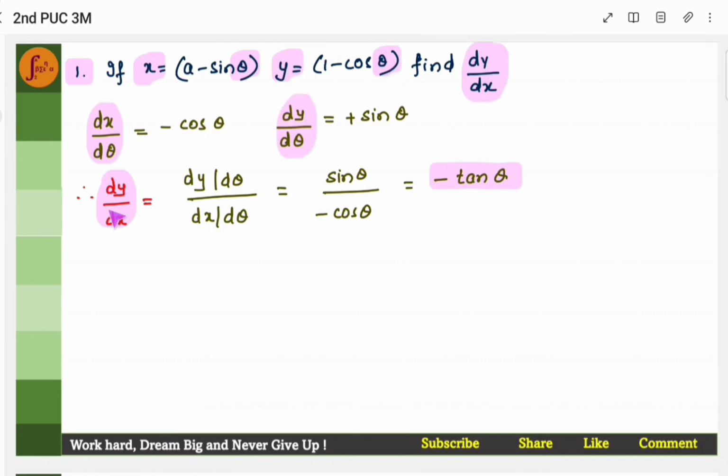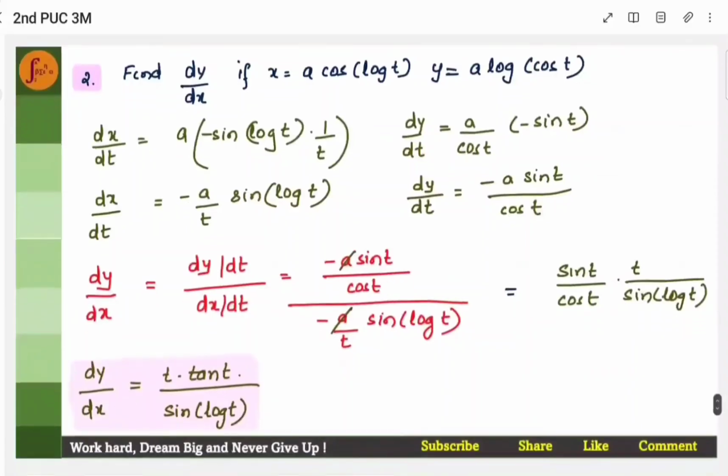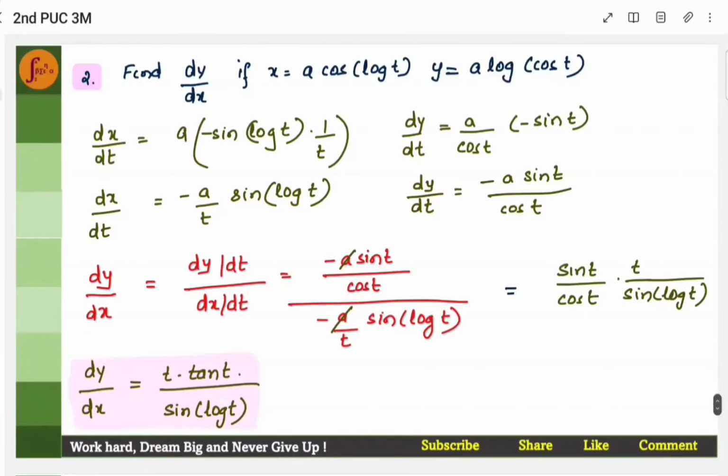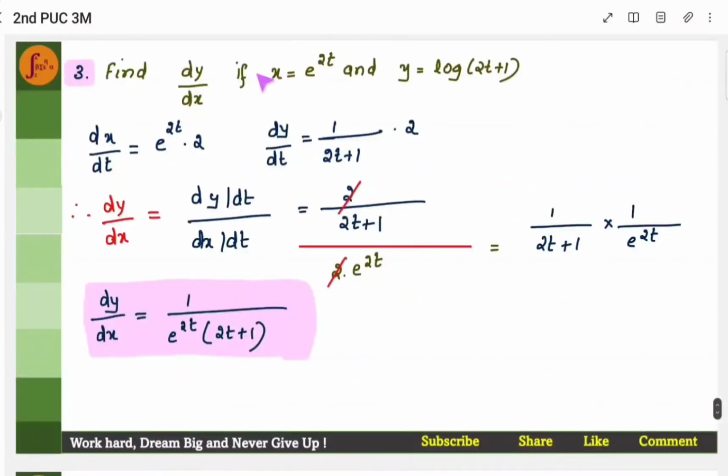If I have to find dy by dx, I need to take dy by d theta divided by dx by d theta. Then d theta will get cancelled, so I'll get dy by dx. So, I'll take the derivative of y as sin theta, cos theta, divide, and I'll get dy by dx. Parametric function is very easy, right? Focus on this. Find dx by dt, dy by dt, then take both these expressions and divide, and you'll get dy by dx. Here also a similar thing: find dx by dt, dy by dt, then divide both and find the value.